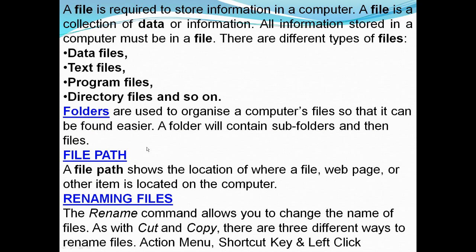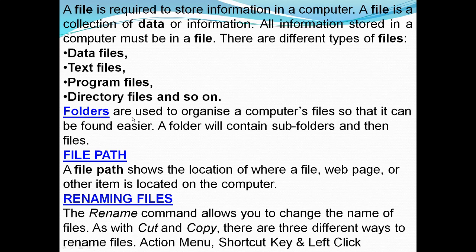Now we will revise the file organization chapter, which we have done in our half yearly exam also. First, I will explain what a file is. A file is required to store information in a computer. A file is a collection of data or information. All information stored in a computer must be in a file. There are different types of files: data files, text files, program files, directory files, and so on.